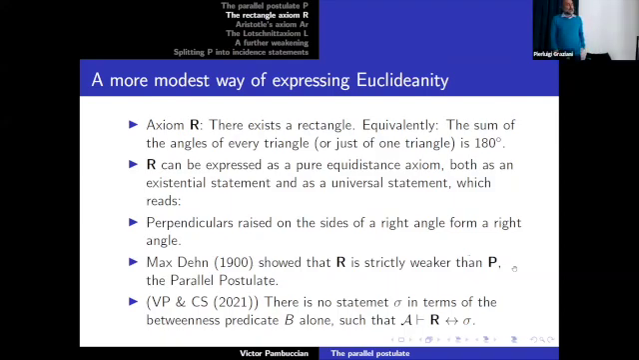we showed that there is no statement sigma in terms of the betweenness predicate alone, such that R would be equivalent to it. We've seen that the parallel postulate can be expressed as a pure incidence, or a pure betweenness statement, and as a pure equidistance statement. Well, R can't be expressed as a pure betweenness statement. So if your language contains only B, then you can make any statement you want, none of them will be equivalent to R. So you can't replace it with something that is not metric. It is intrinsically metric.